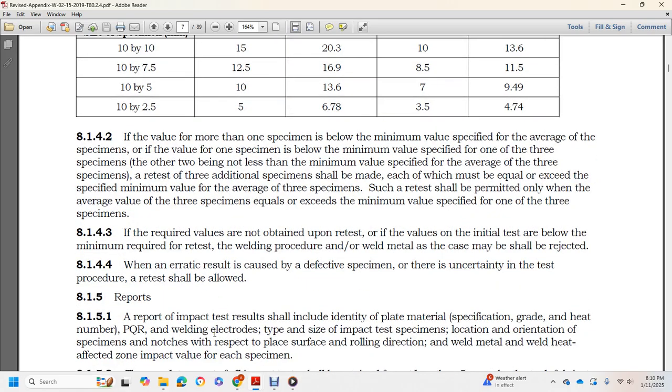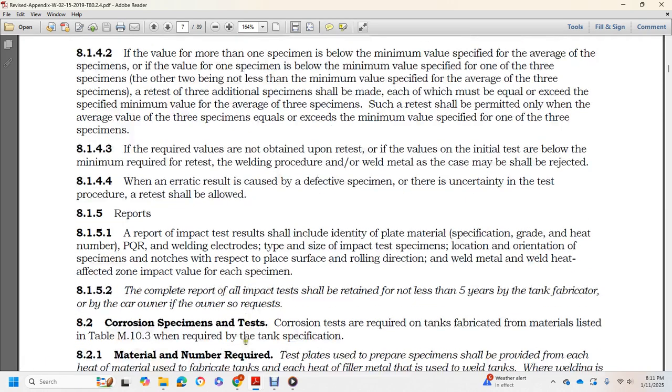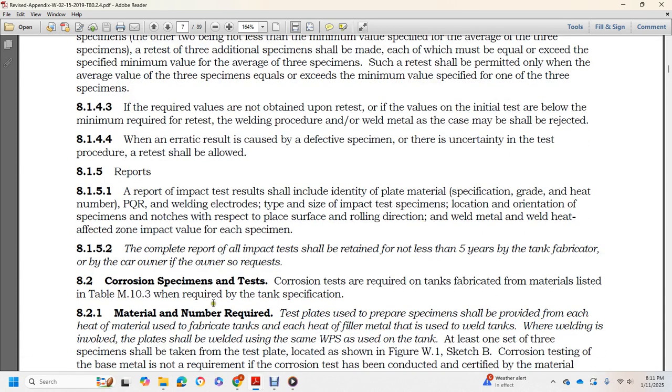Retest shall be allowed. Reports. A report of impact test results shall include identity of the material specification, grade, heat number, PQR (procedure qualification record), welding electrode type, size, impact test specimen location, orientation, specimen notches, prospective plate surface rolling direction, weld metal, weld heat affected zone, impact values of each specimen. The complete record of all the impact tests shall be retained for not less than 5 years by the tank fabricator or the car owner if the owner so requests.